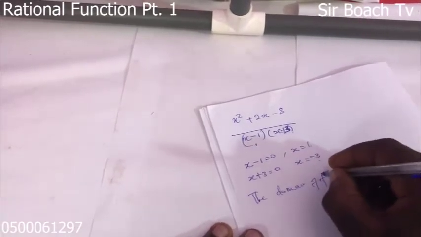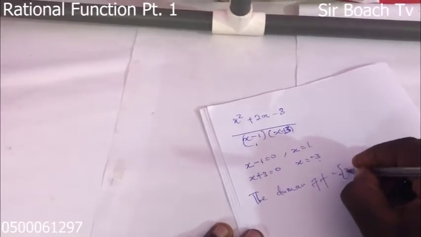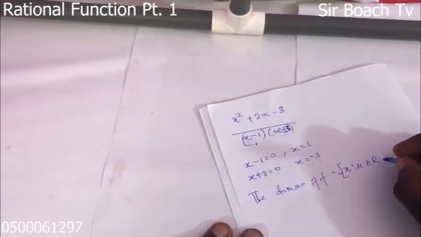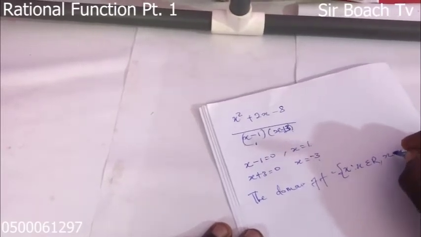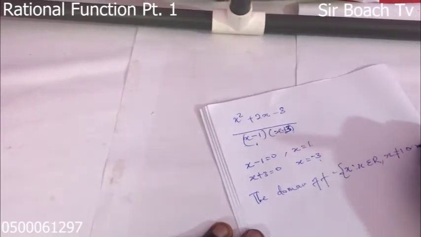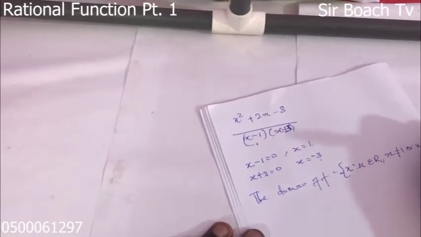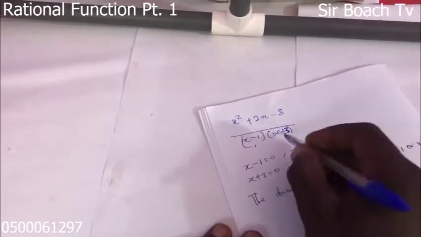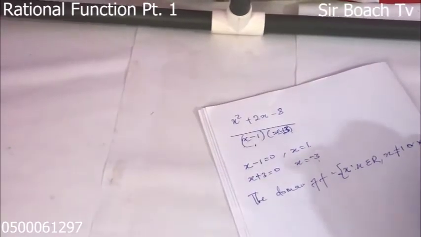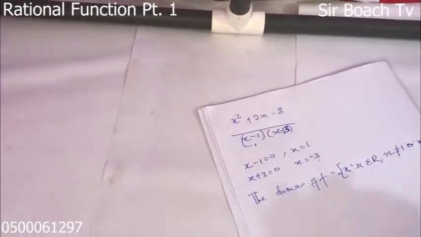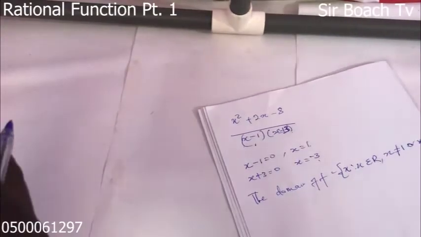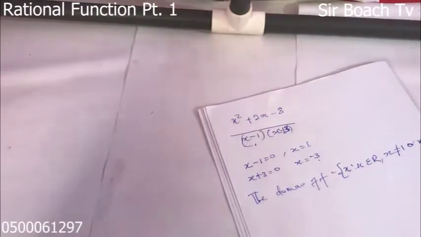So what we say is that the domain of f, that's the function we are talking about, is x such that x is for all real numbers except x not being equal to 1, and also x not being equal to what? -3. Because if I put this -3 here, everything will be undefined. Are you good? If you put any other number apart from these two, it will make the math question hold.